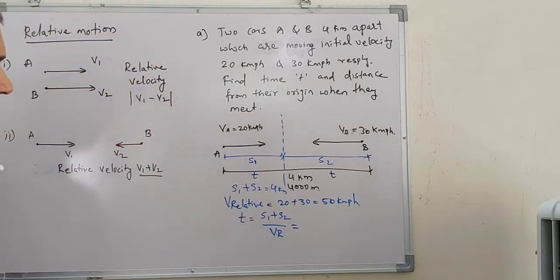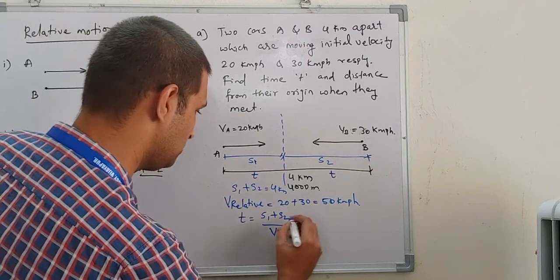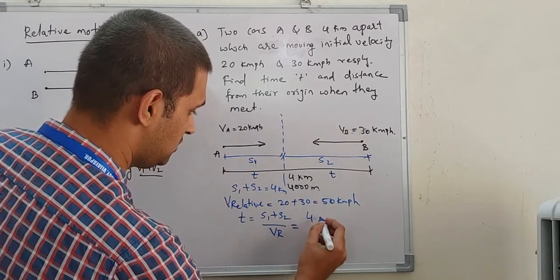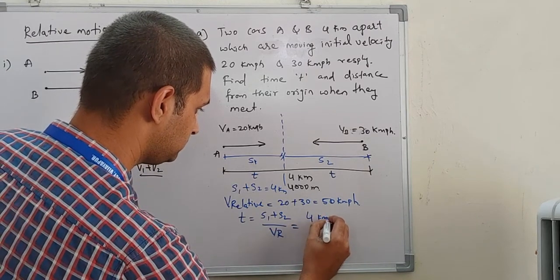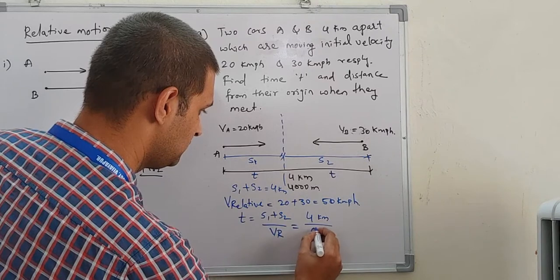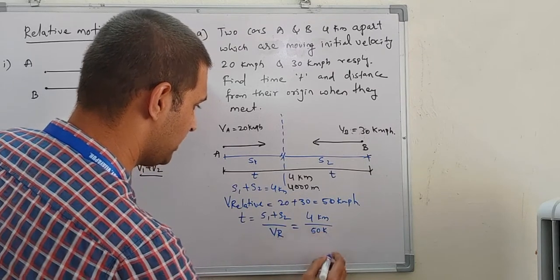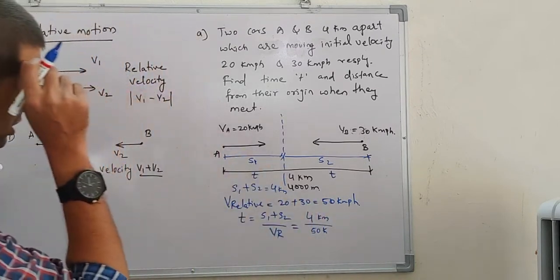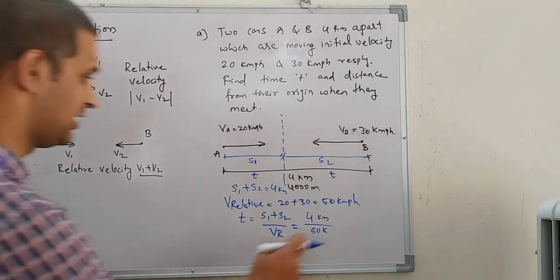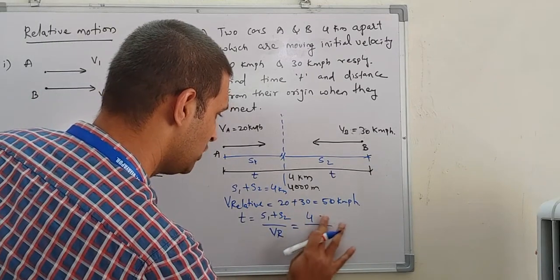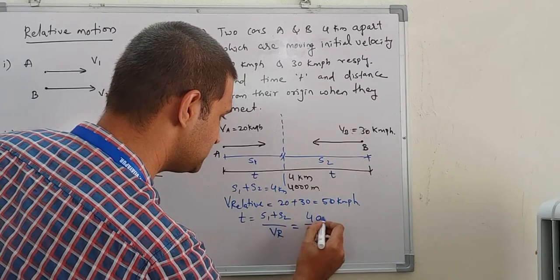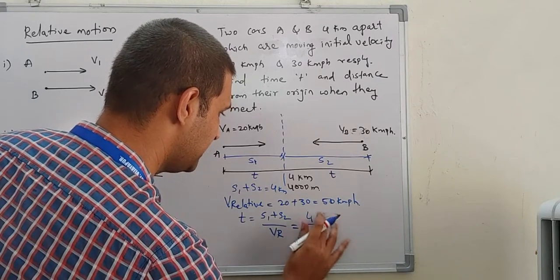S1 plus S2 divided by relative velocity. So now S1 plus S2 is 4 kilometers, and the relative velocity is 50 kilometers per hour. Rather, I'll convert these to meters per second. Now 4 kilometers, I'll make it 4000 meters. I'll write first, then I'll convert it.